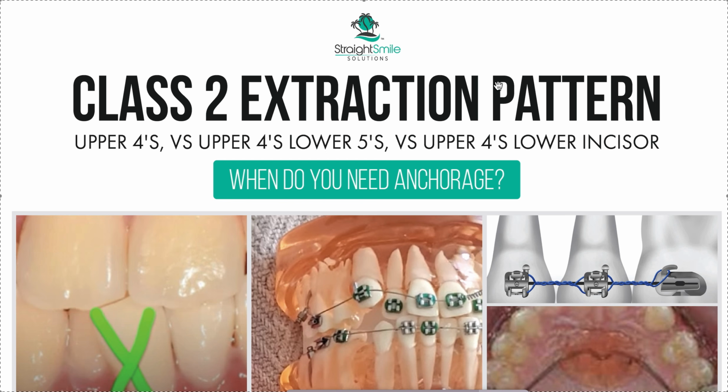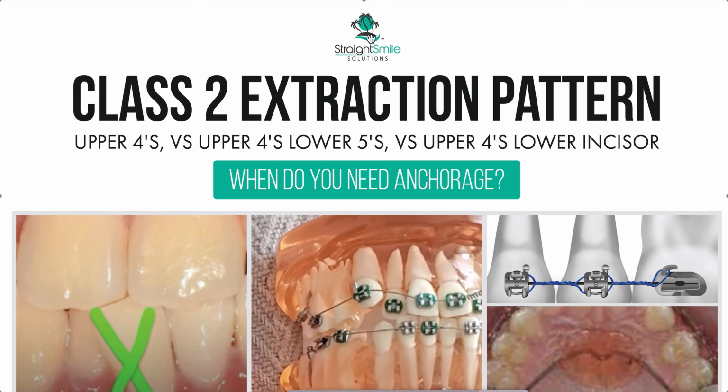Full step class 2 is going to be when it's a full step, like the canine on the side. The canine is in full class 2. It's not cusp to cusp class 2. It's a full cusp class 2. It's not half step class 2. Okay. So if you don't understand the difference between full step class 2 and half step class 2, you need to go back and check that out and understand that.